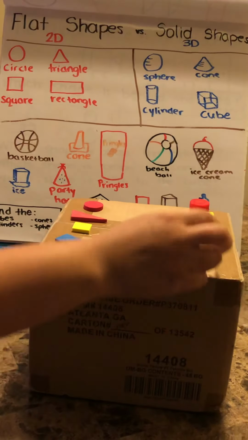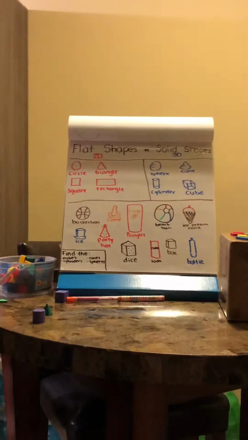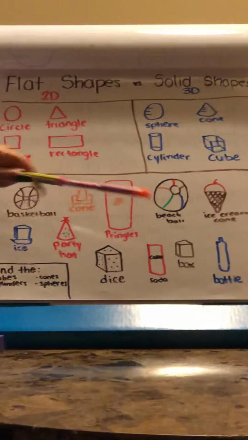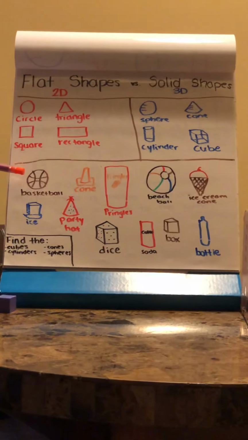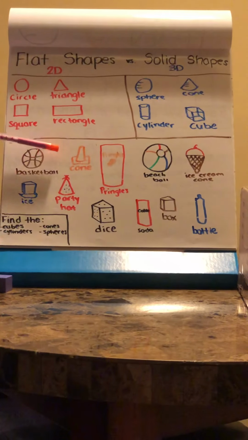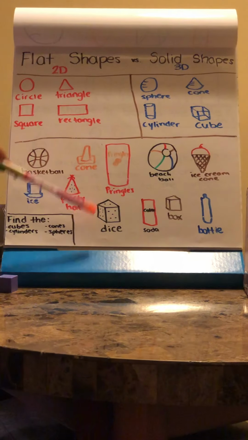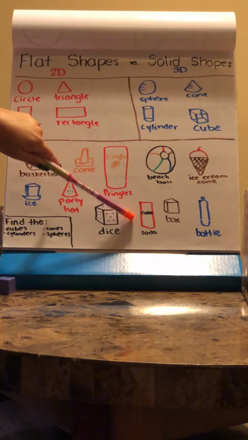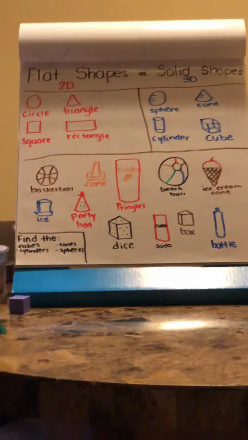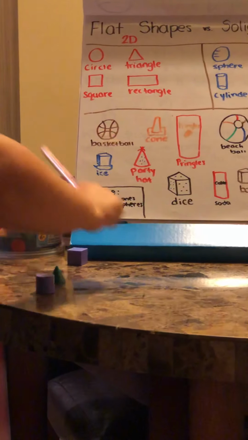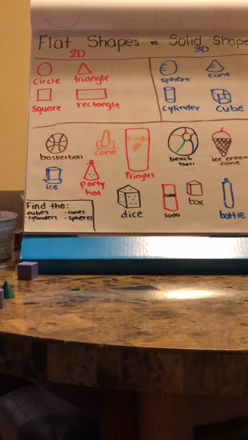All right, awesome. Now, here's the fun part. I want you to use your brain and think. So I'm going to tell you what the pictures are, and then I'm going to ask you which ones are each of the shapes. So we have a basketball, ice, a cone, a party hat, Pringles, dice, beach ball, a Coca-Cola can, a box, ice cream cone, and a bottle. So look at all these objects, and I want you to tell me which ones are cubes. So think about that. Which ones are cubes?